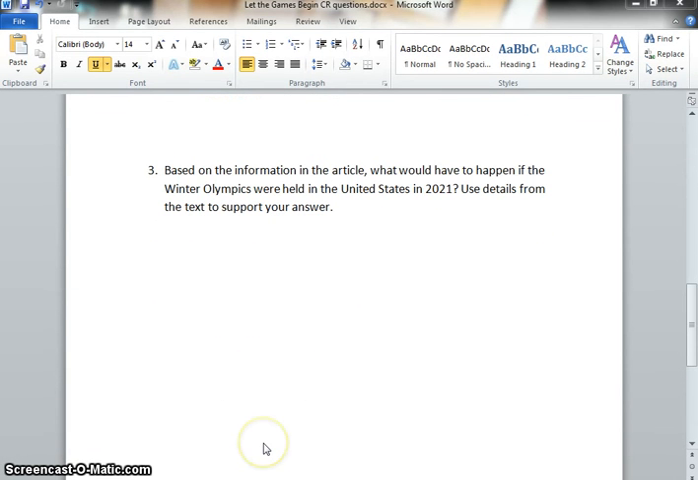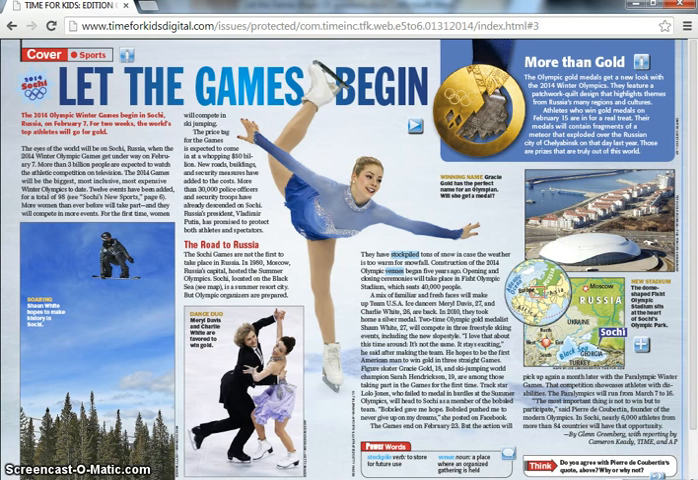Let's take a look at question number 3. Question 3 says, based on the information in the article, what would have to happen if the Winter Olympics were held in the United States in 2021? Use details from this text to support your answer. But when I go back to the text, there is nothing at all about the Olympics being held in the United States or in the year 2021.